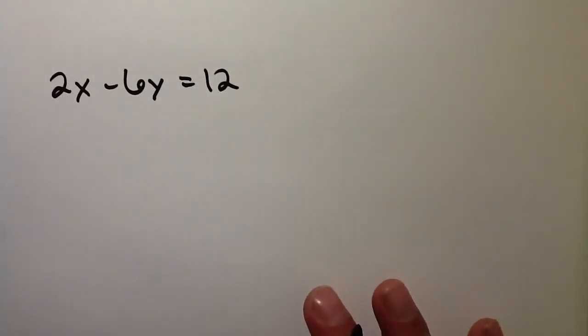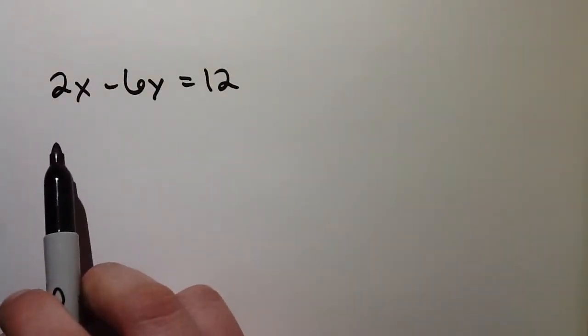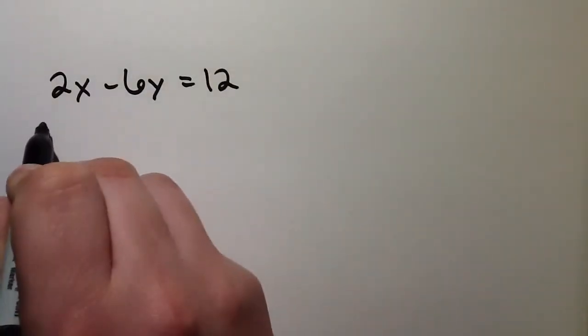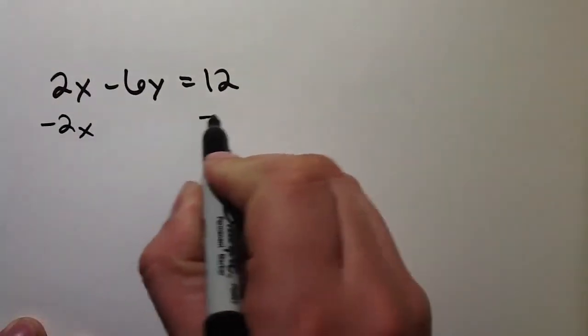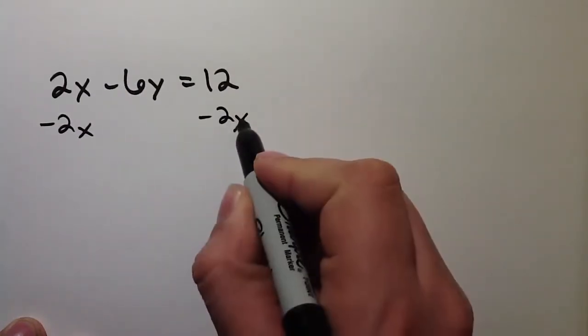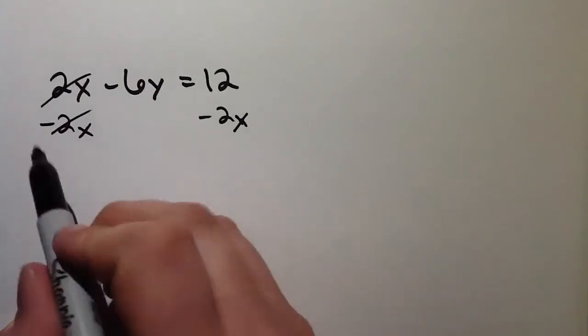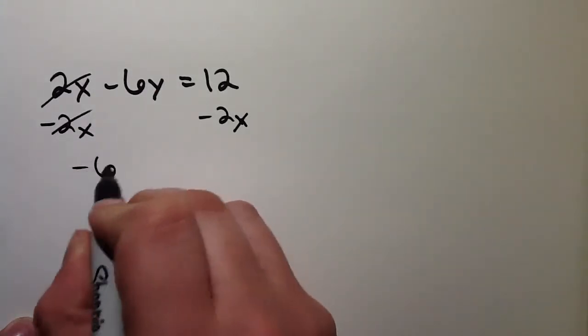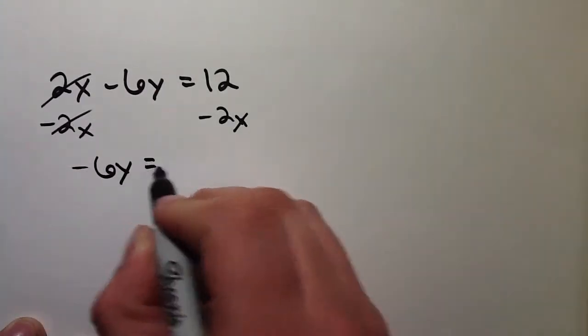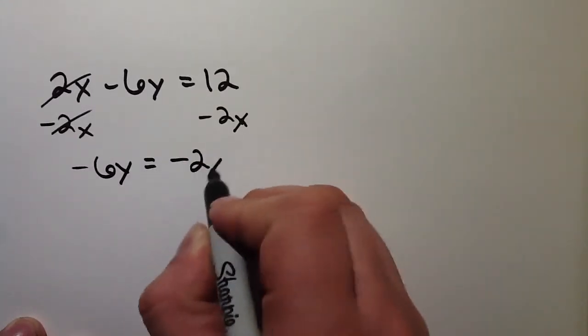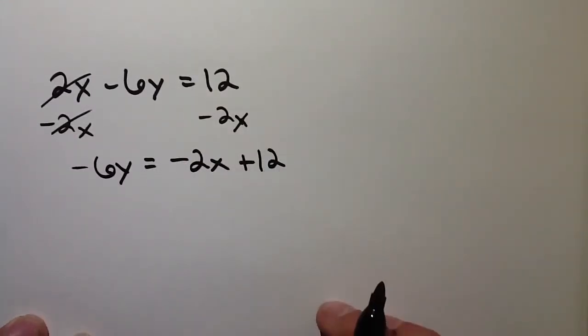And again, I'm solving this equation for y because I want to graph it in slope-intercept form. So I need to move the 2x to the other side, so I subtract 2x from both sides. Those x's cancel out, leaving negative 6y equals negative 2x plus 12.